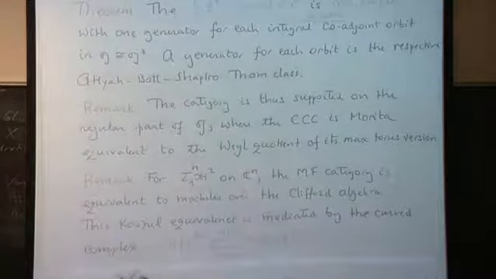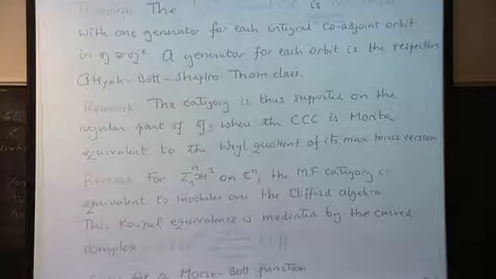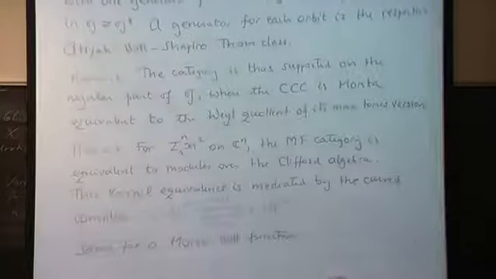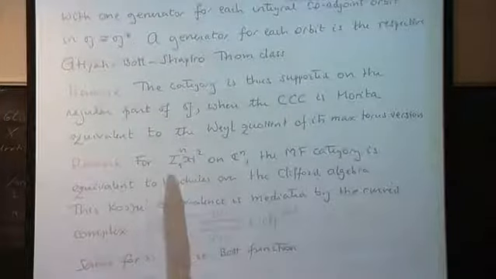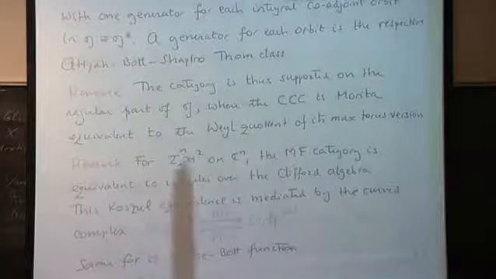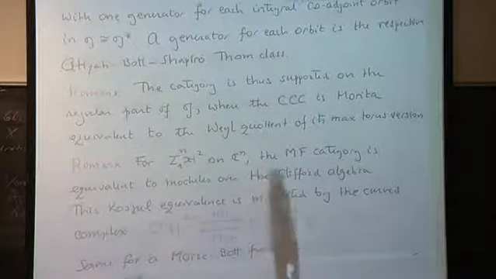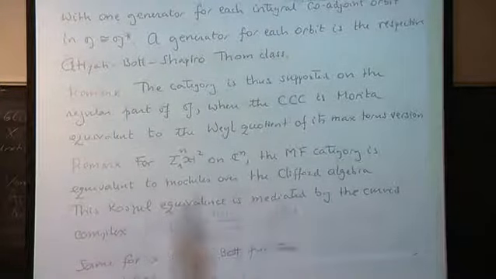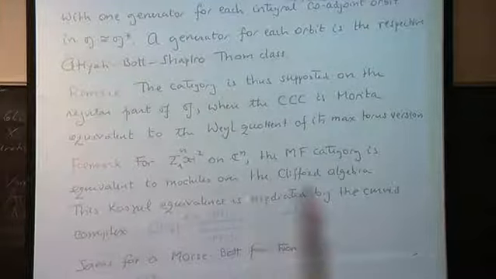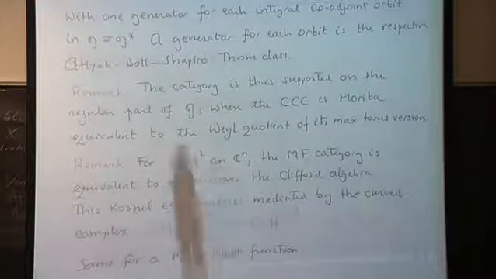Now, what do I mean by the last sentence about the Atiyah-Bott-Shapiro-Thom class? Well, if you take the standard quadratic function on Cn, then it turns out it's really Knörrer periodicity in some form. The matrix factorization category is equivalent to modules over the Clifford algebra defined by the same quadratic form.